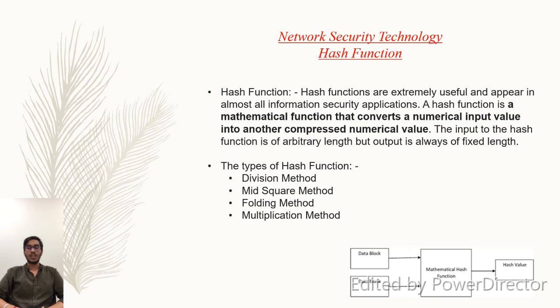The types of hash functions. There are many hash functions that use numeric or alphanumeric keys. This article focuses on discussing different types of hash functions, that is, the division method, mid square method, folding method, and multiplication method.